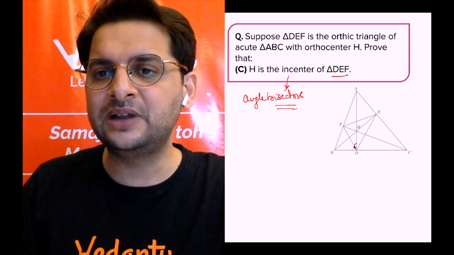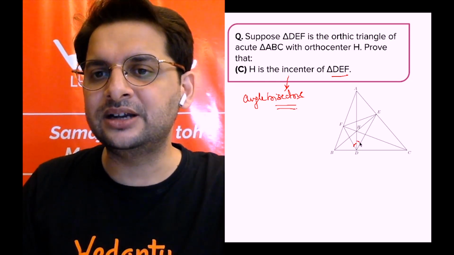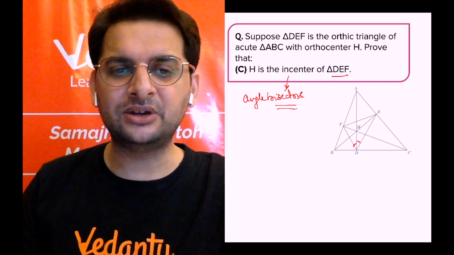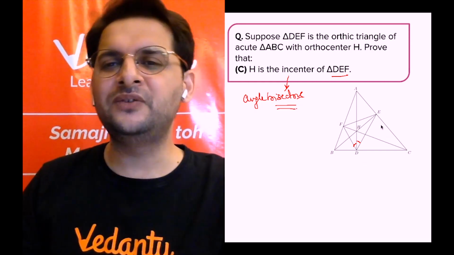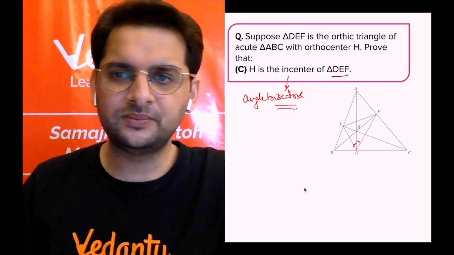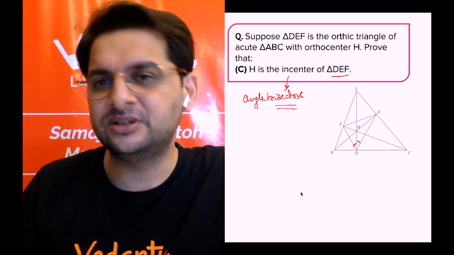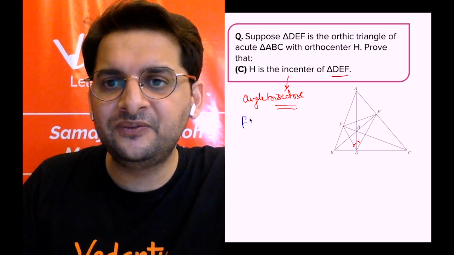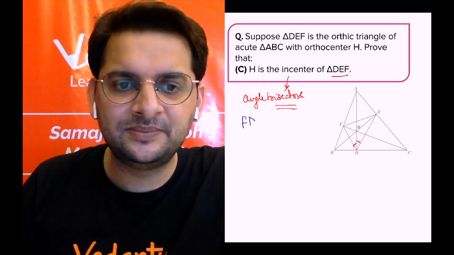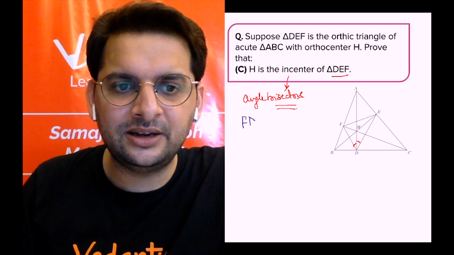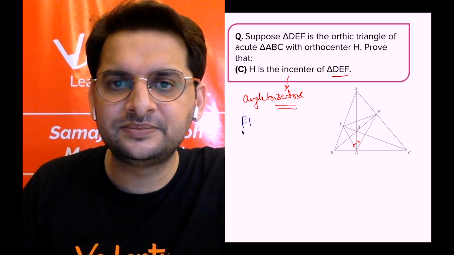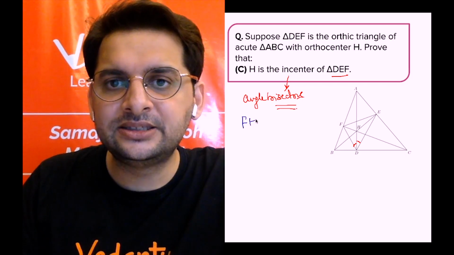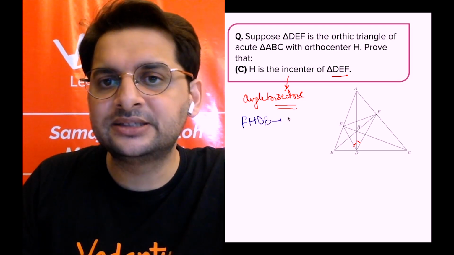So I have to, in short, prove that this angle is equal to this angle. This angle is equal to this angle. How do I do this? Because if I prove it for one, it will be obvious for the other two also. So how do I prove this? Now, this is very simple, guys. We just proved that F, H, D and B is a cyclic quad.